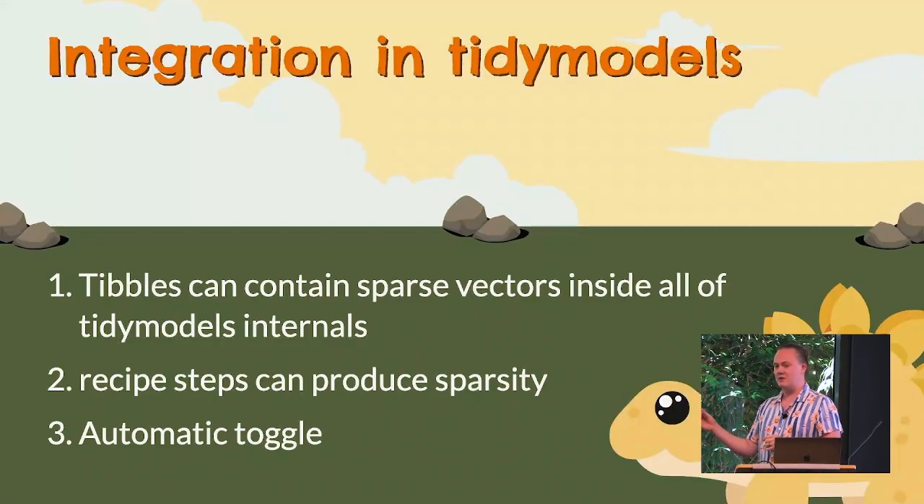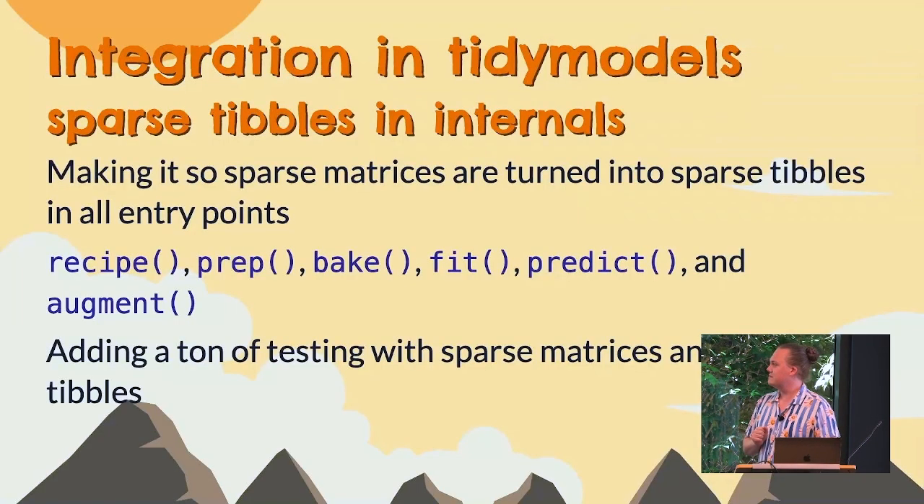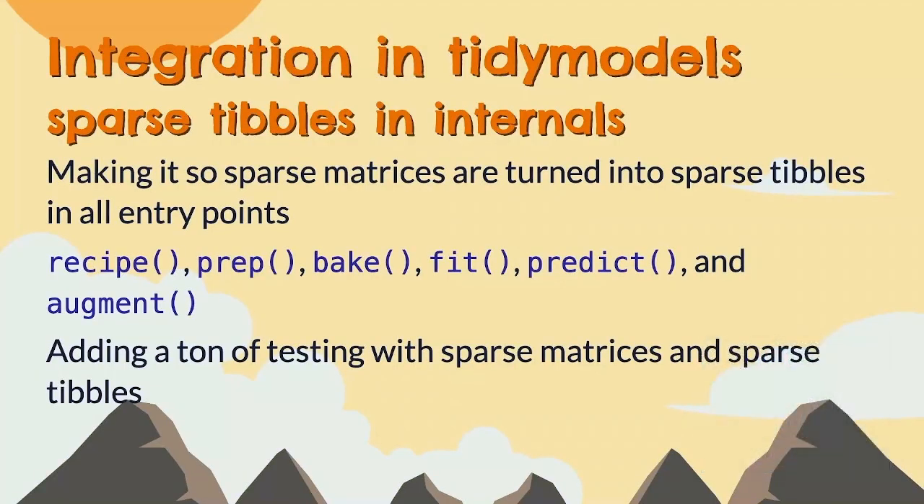As we saw in the beginning, we had this step dummy. It's one of the steps that can produce really sparse data. So we needed to upgrade all the steps that have produced sparse data to actually produce it. And lastly, we have this idea of automatic total, which I will get into in details in like 4 or 5 slides. So having things go through is the least interesting part of this.